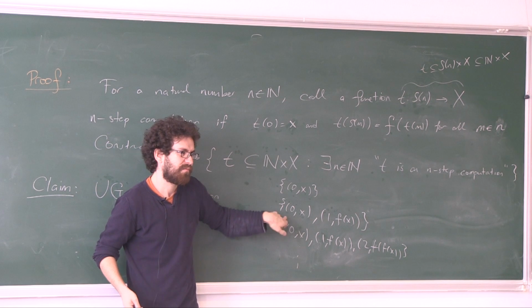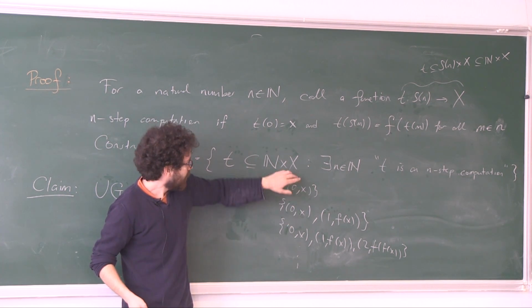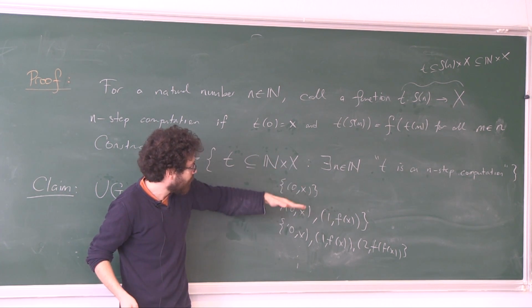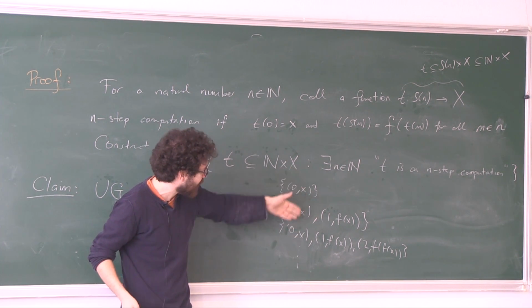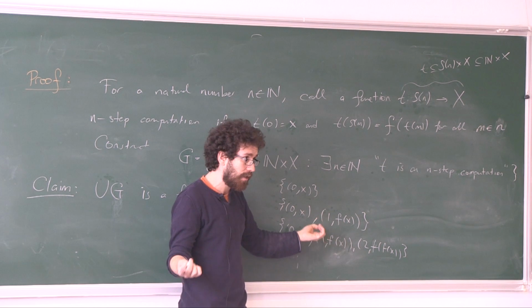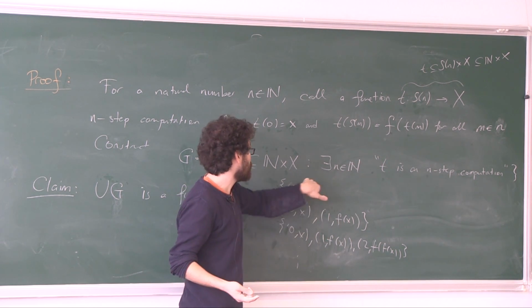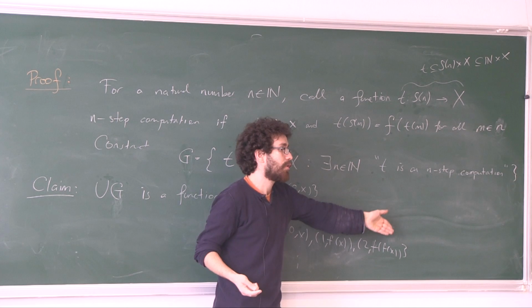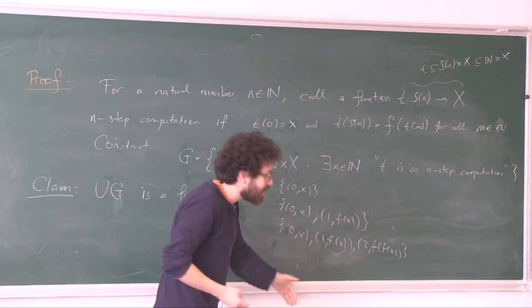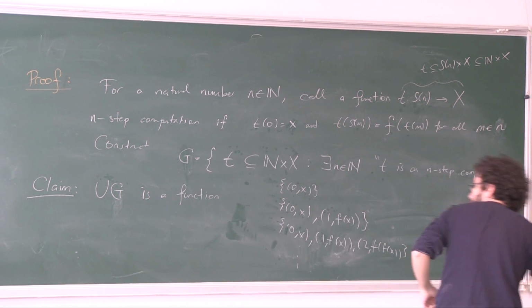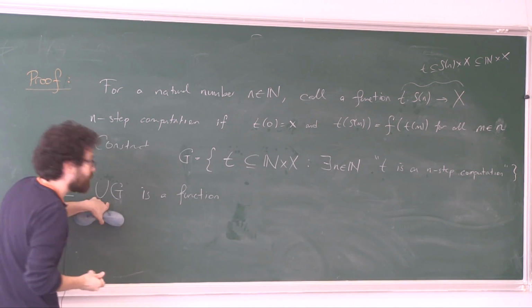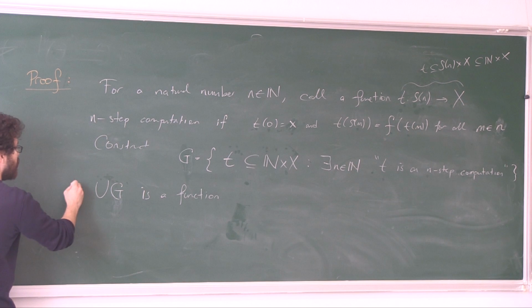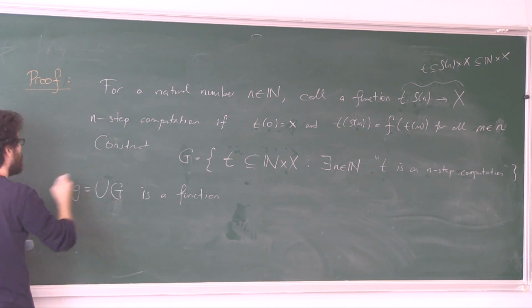Is this clear? These are my n-step computations: 0-step, 1-step, 2-step computations, and so on. I'm going to take the union of these. When I take the union, I get a set of ordered pairs, which turns out to be the function which sends 0 to x, 1 to f(x), 2 to f(f(x)), and so on. So the union of these is exactly what I'm looking for. So let me erase this. The union of these, which I'm going to call little g, is exactly what I'm looking for.